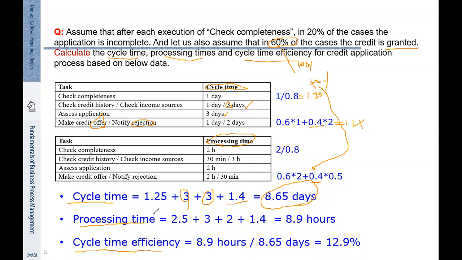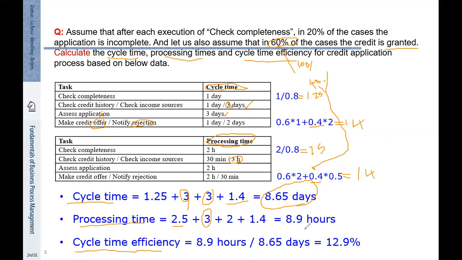Okay, so for the processing time also, the same thing, you just follow here. When you divide 2 divided by 0.8, the answer is going to be 2.5. So that's why the first one you add the 2.5. Then after that, here 30 minutes and 3 hours. The same thing here, you have to choose the biggest number, so you have to choose the 3 hours here. Then the 2 hours is here, and when you calculate this, the answer is going to be 1.4 here also.